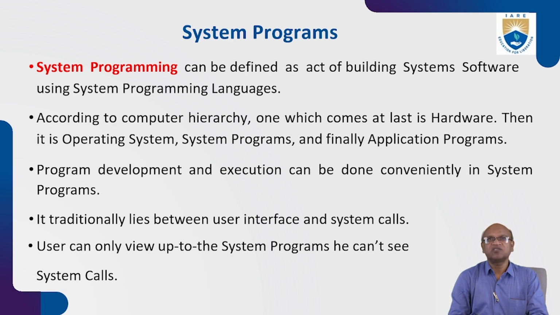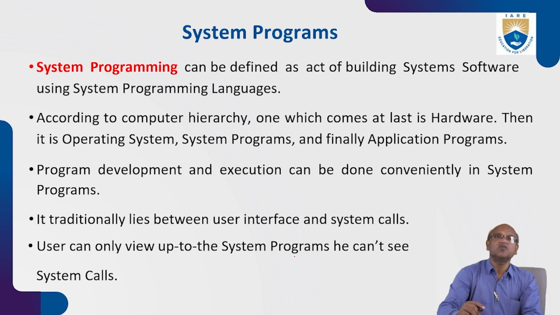Program development and execution can be done currently with system programs. That is what we write simply. So suppose you want to write a Java program and compile it. Without the JDK, we cannot write, compile, or execute a Java program, because there will be a Java compiler and Java interpreter. That is a part of system programs. The application program we are writing in Java. So it traditionally lies between the user interface and system calls.